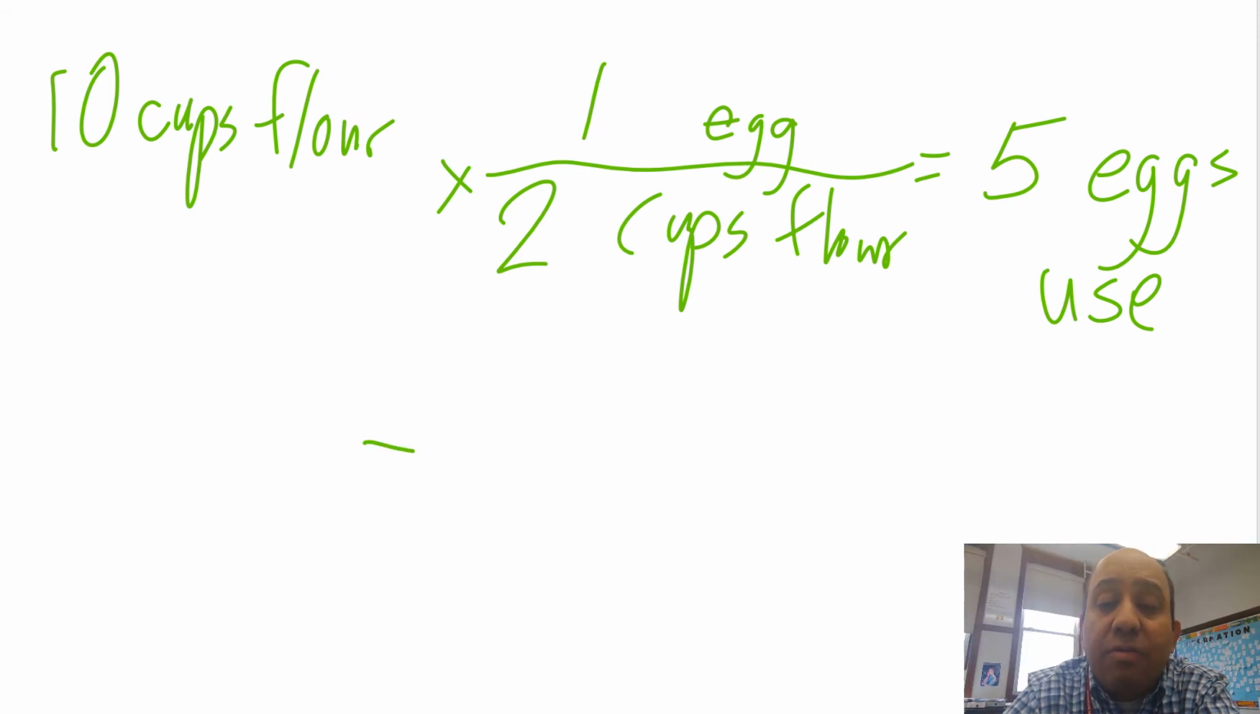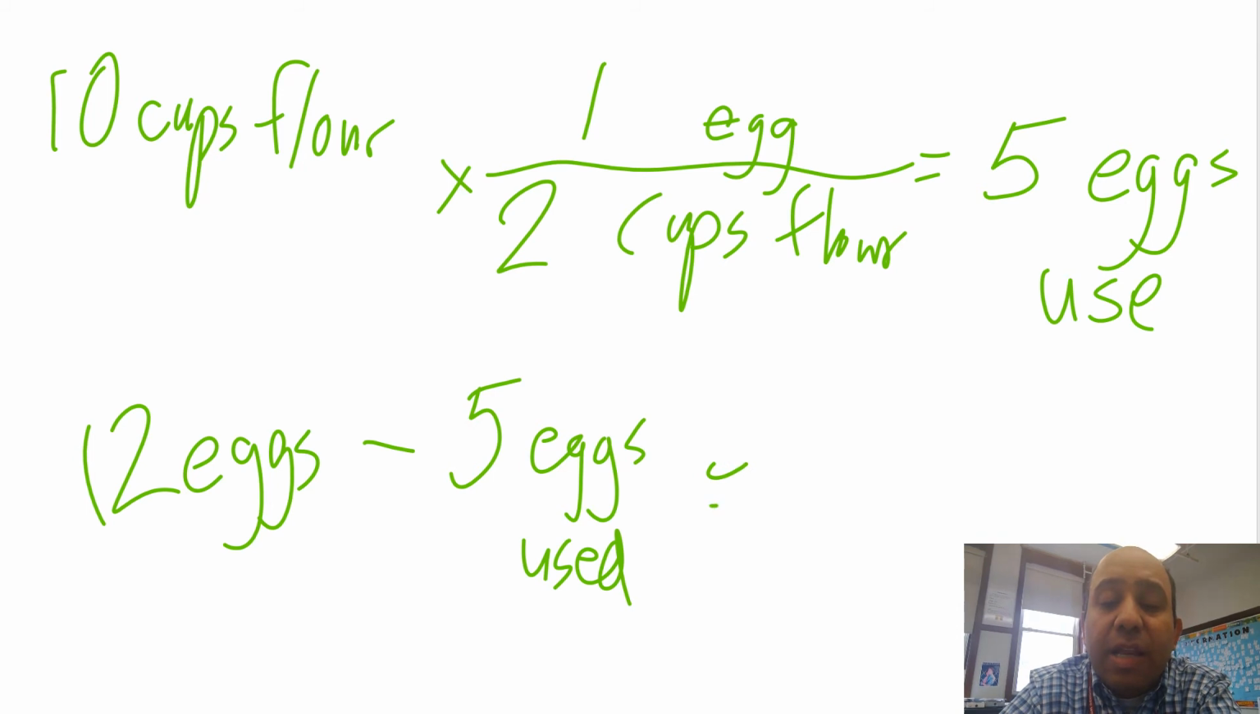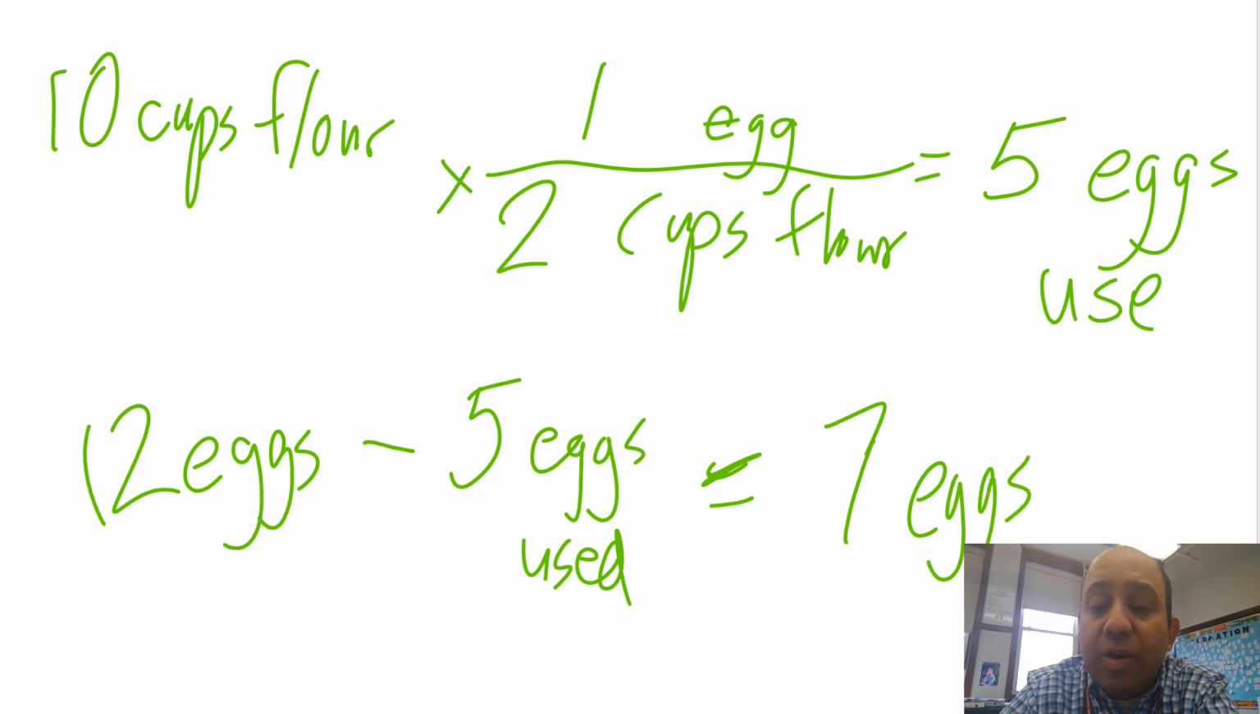So how do you figure out amounts that are left over? It's subtraction. Think about when you buy pizza and there's 8 slices and you eat 2, there's 6 slices left over. That's the leftovers. It's always subtraction. So it's 5 eggs used. We know that we started with 12 eggs, right? We bought a dozen at the store. And that leaves us with 7 eggs left over.